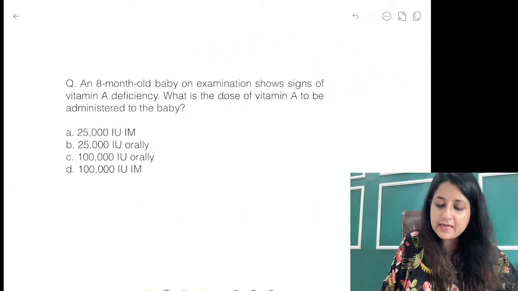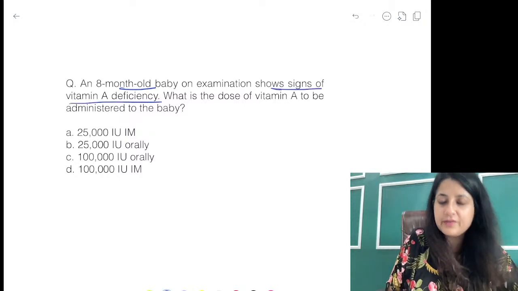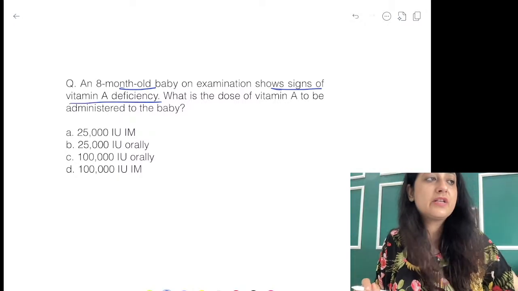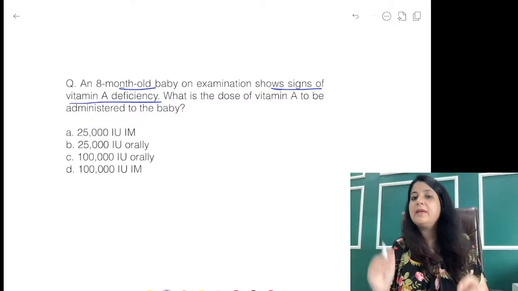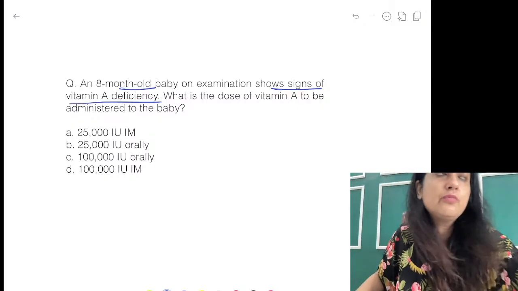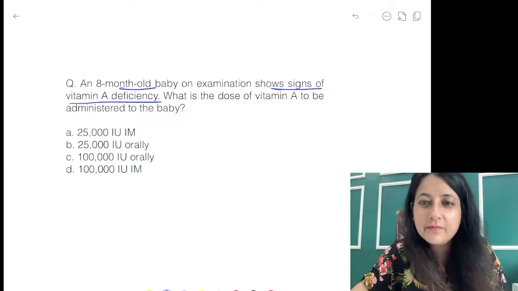Okay? Now tell me the answer to this. An 8-month-old baby shows signs of vitamin A deficiency. So here we will also talk about the nutrition part, guys. If the baby is malnourished, what do we do? Tomorrow is a class on malnutrition, so read and try to come for it.